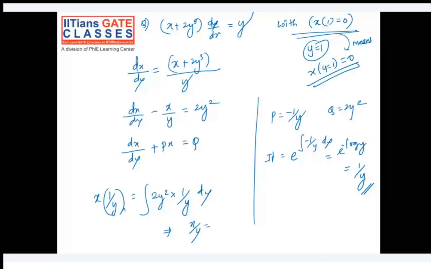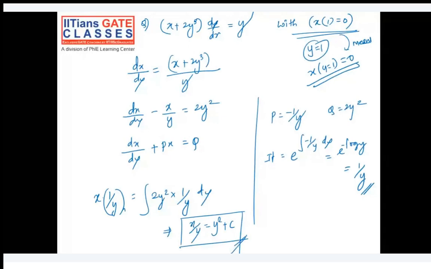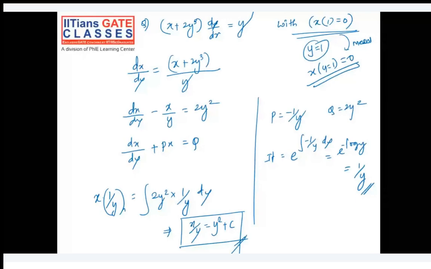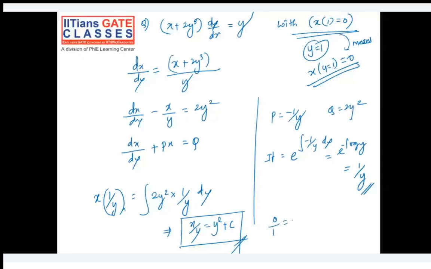But how to get the c? By using the given condition. When y is equal to 1, x is equal to 0. So 0 by 1 equal to 1 plus c. So this implies c is equal to minus 1. So you can write minus 1 here. This is the final answer. Is it clear to you all?